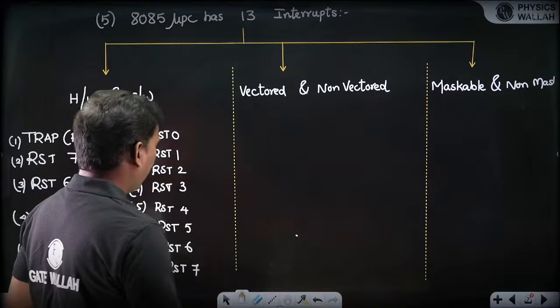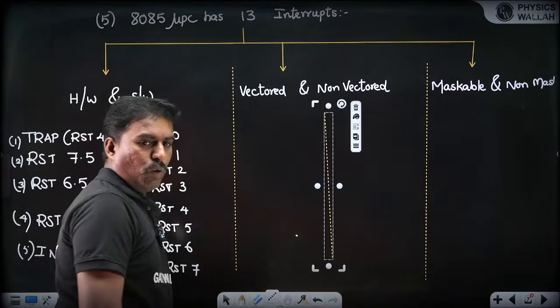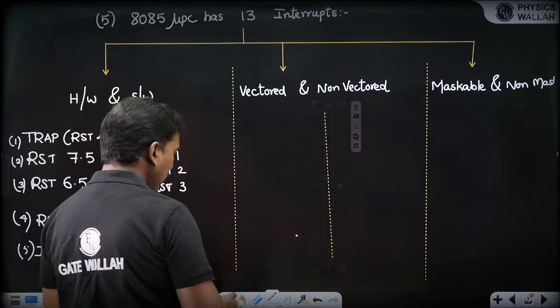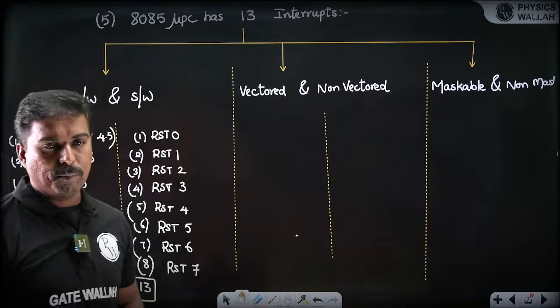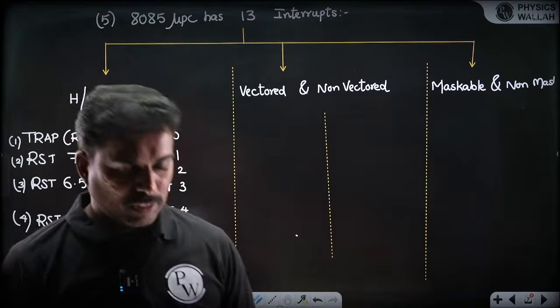Next, vectored and non-vectored. So what are the vectored and what are the non-vectored? Vector means which has certain direction. When an interrupt happens, there is a possibility of getting a service routine. Can anybody tell me what are those?